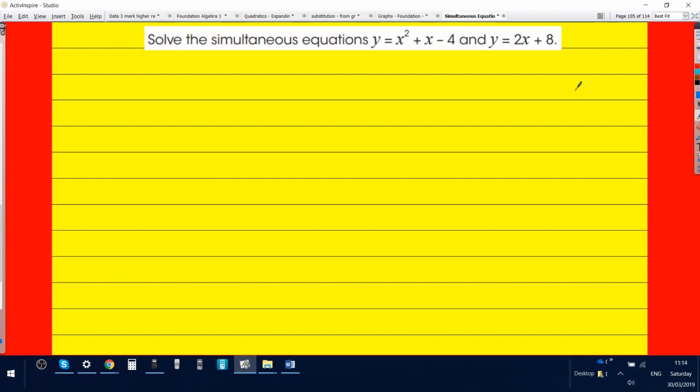Would you make one of them not equal y? So maybe for the second one, take away 2x from both sides. So you have y minus 2x equals 8, and then you can sub in. How would you sub that in?